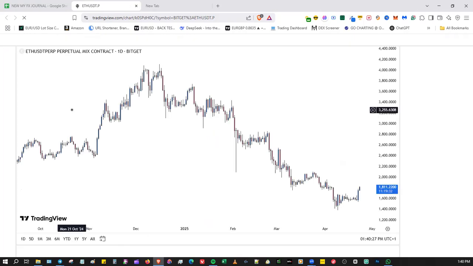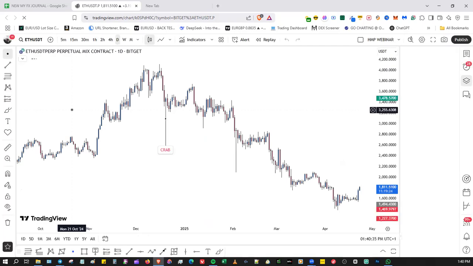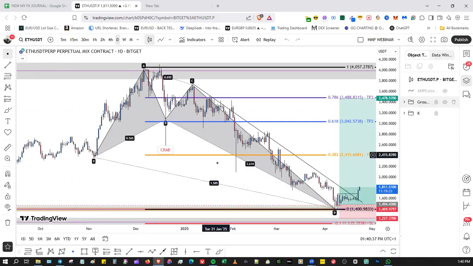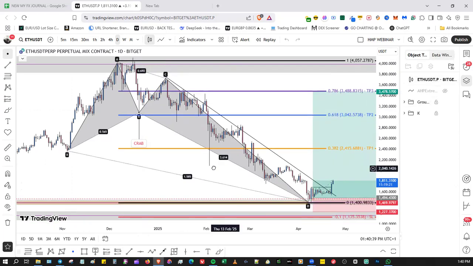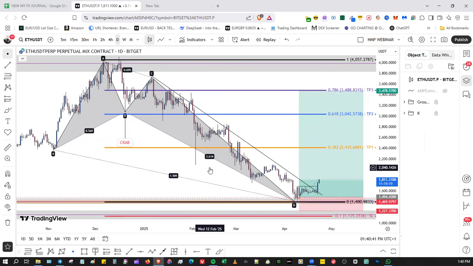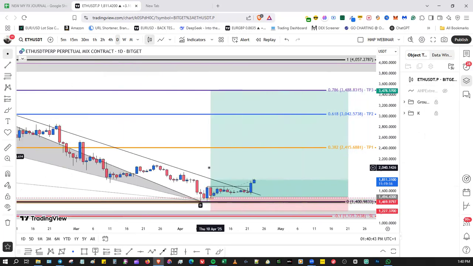Let's look at Ethereum right now. Beautiful. You can see what is happening on Ethereum right now, right? You can see how price is moving.